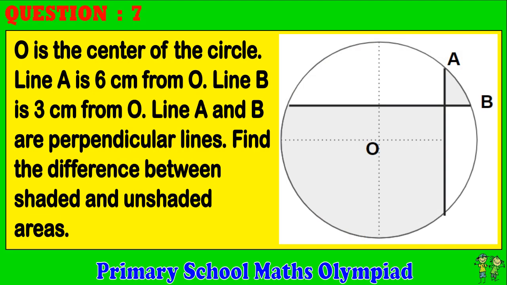Question 7. O is the center of the circle. Line A is 6 centimeters from O. Line B is 3 centimeters from O. Lines A and B are perpendicular. Find the difference between shaded and unshaded areas.